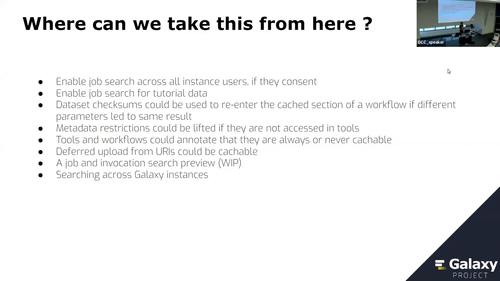Tools and workflows could say that they are always cacheable, even if the metadata doesn't match, or they're never cacheable because, you know, the random number generator in there is really, really important. We could also start caching uploads if we do deferred uploads from URIs, so from file sources or just general URLs. We could have a job and invocation search preview, so you could say, show me just the similar jobs or the similar workflow runs. And a far off goal could be searching other Galaxy instances. Yeah, that's it.